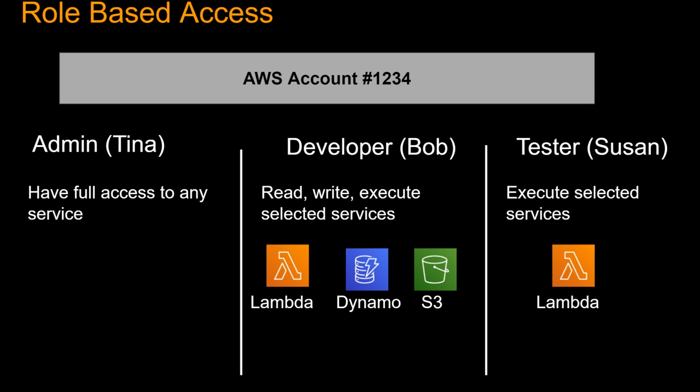In reality, there will be more than one person per group. So let's jump back into the console and create these groups. And then we will assign different users and different policies to these groups. So for this, we are assuming for the developer group, we'll have access to read, write, and execute on Lambda, Dynamo, and S3. And the tester group will have access to execute Lambda.